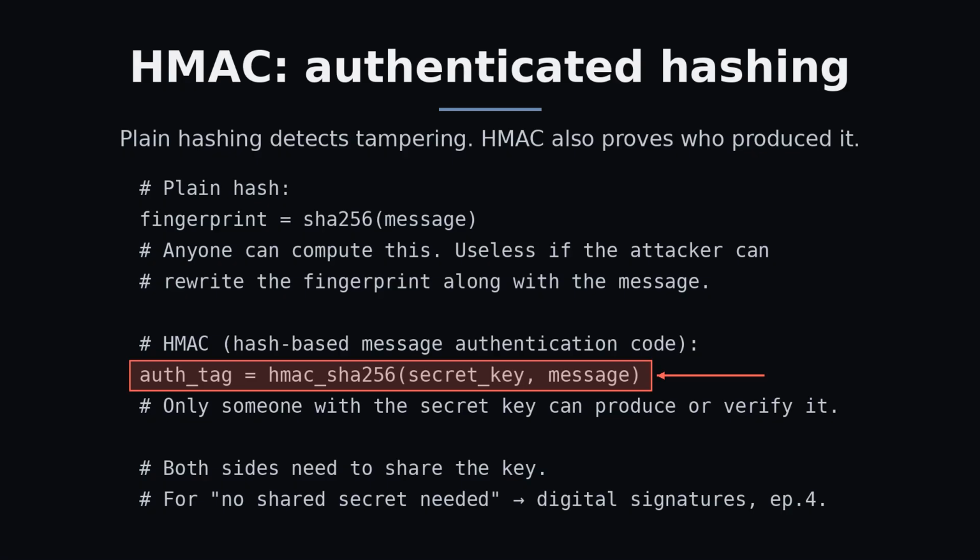Instead of just hashing the message, you hash the message together with a shared secret key. The output looks like a normal hash, but only someone who has the key can produce or verify it. HMAC is what authenticates every AWS API request, every signed JWT, and every webhook your server receives from services like Stripe or GitHub. The catch is, both sides need to share the key in advance. Tomorrow we generalize the same idea to public and private keys, which lifts that restriction. That's what a digital signature is.